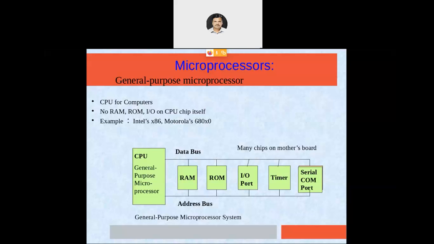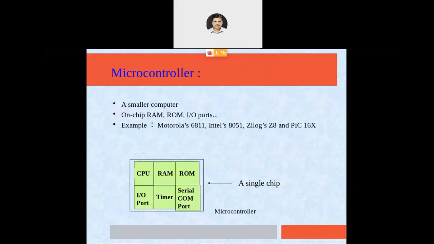Why are you going for that specific controller? Because there are selection criteria, your budget, availability, and all the things are taken into account, and also which application you have to work on. Examples of processors are the Intel x86 series, and Motorola also came into this with the 680X0 series. So this is enough regarding processors. For controllers, key manufacturers and examples are Motorola 6811, Intel 8051, Zilog Z80, and PIC16X. These are the vendors that manufacture controllers.